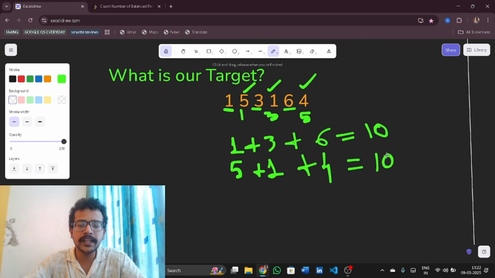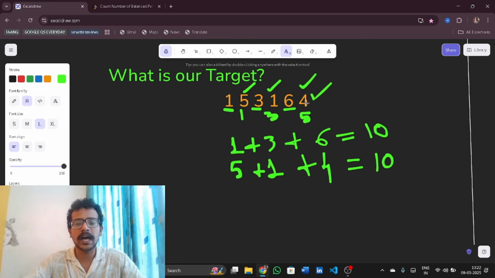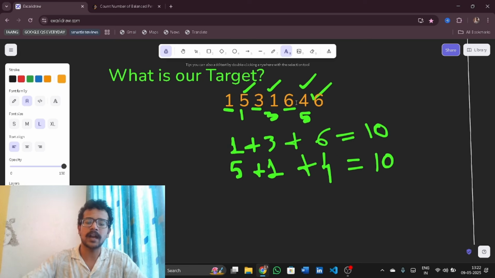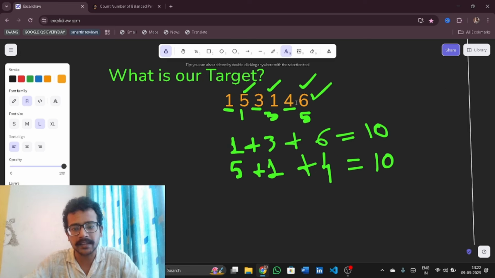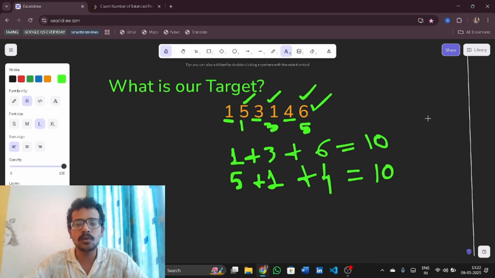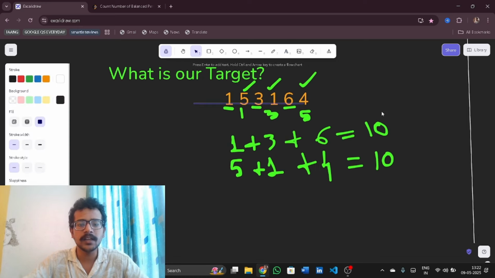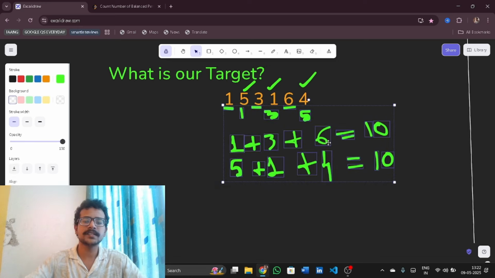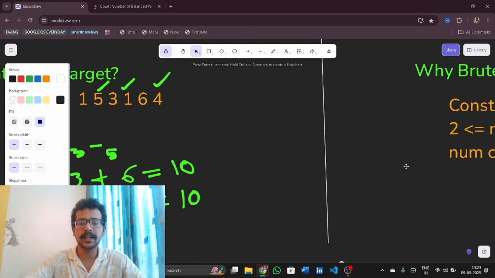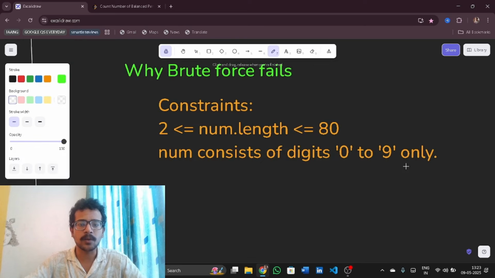Now we need to know how many arrangements we can make of this number, and it's not always certain that the sums will be something like 6 and 4. It can also be something different, and you need to know what the permutations are. Now let us see why brute force isn't applicable here. The constraints are very big, and here there are eight digits.